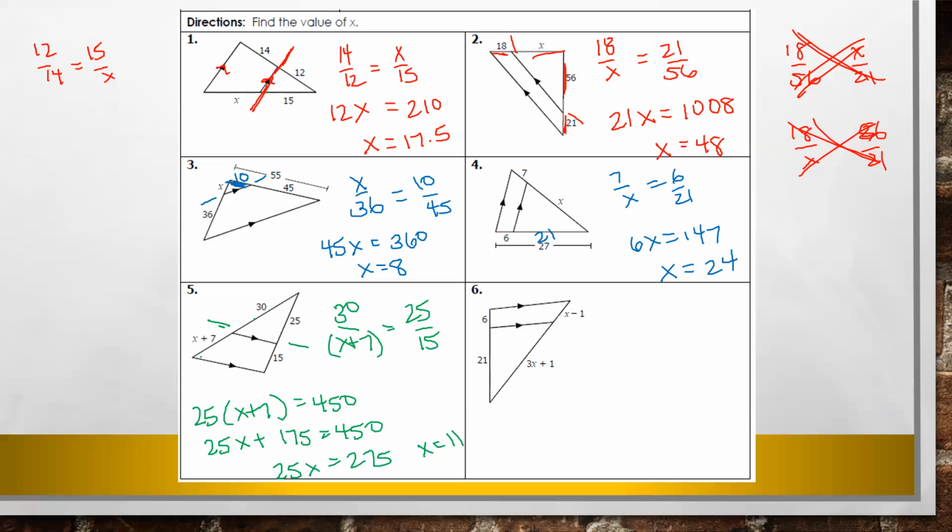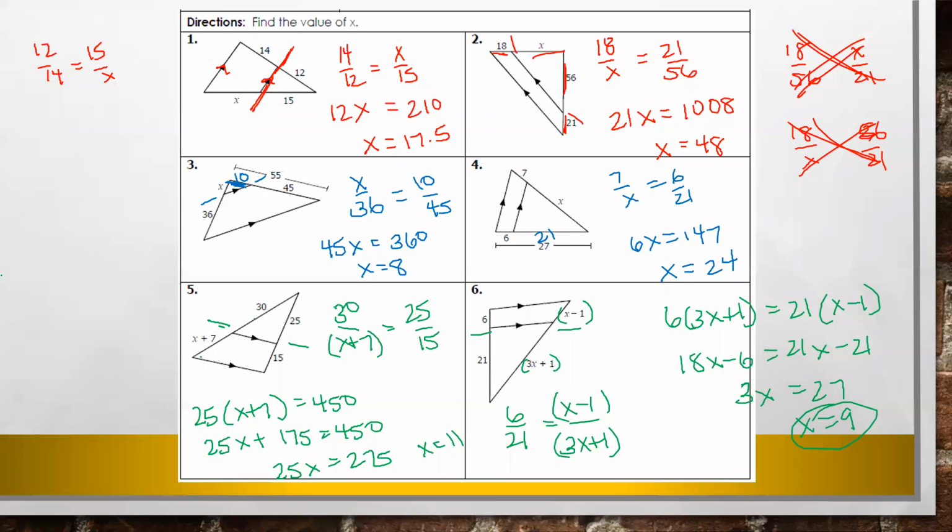All right. So in number 6, we have a similar idea. You have 2 expressions here. So when you set up your proportions, don't forget to put parentheses around both of these guys. Go ahead and set it up, distribute, and solve for x. Let's see what you get. Try that now. So you should have gotten x equals 9.